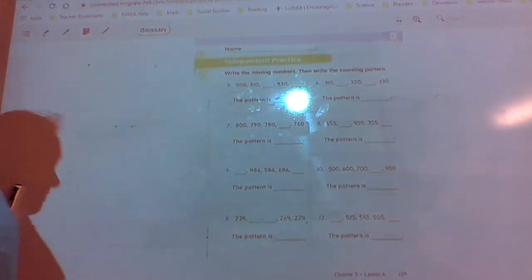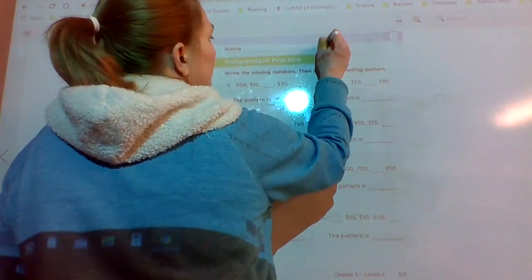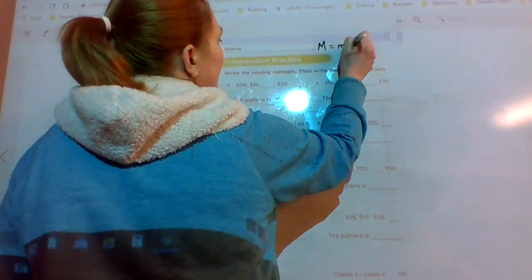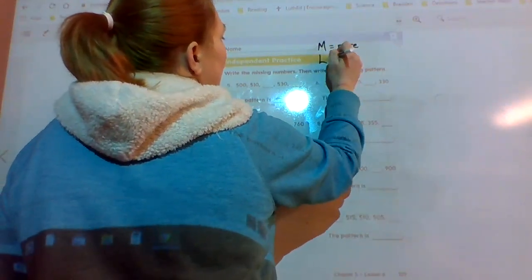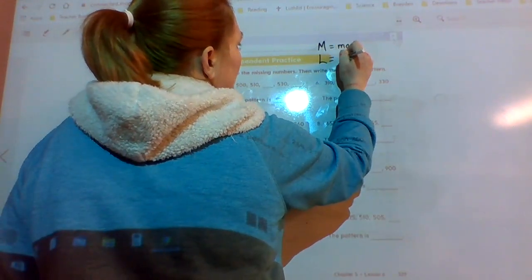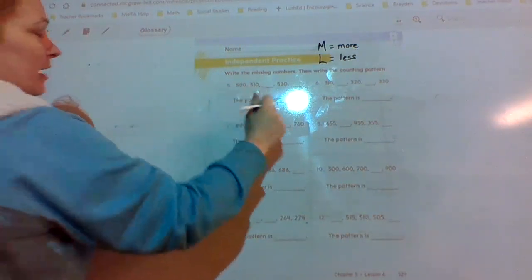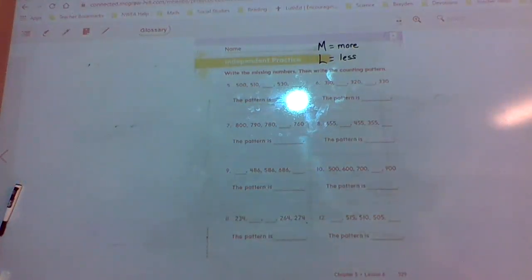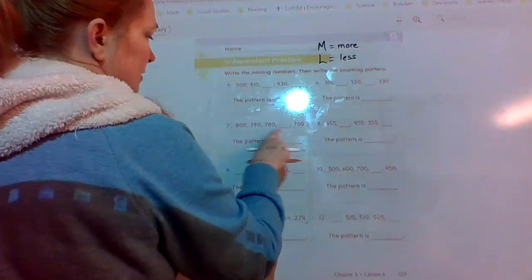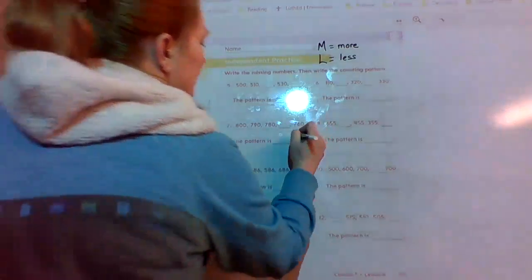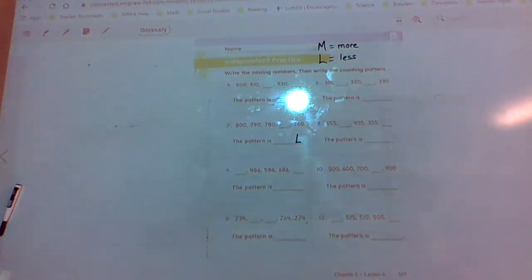On your next page, it's 329. 329 is exactly what we just did. If it's easier for you, if it's more, you can just write an M. So you might want to put this at the top of your paper. And if you're counting less, you can just write an L for less. So for instance, if I'm looking at this one, I can tell right away that this one's going to be more, so I'd put an M on there. All right, and I can tell right away that this one, the numbers are getting smaller, so I could just put an L there. Okay?